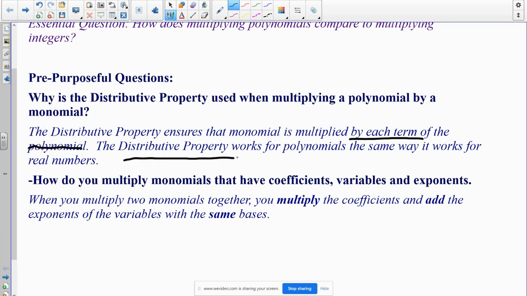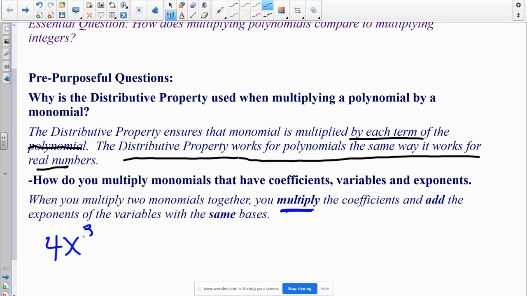And the distributive property that you've used for years works for polynomials in the same way it works for real numbers. The second question I'm going to bring up is, how do you multiply monomials that have coefficients, variables, and exponents? Just a reminder, going back to lessons: when you multiply two monomials together, you multiply the coefficients. For example, let's take 4x to the third power times 5x to the sixth power. You multiply the coefficients, so 4 times 5 is 20. And then you add the exponents of the variable with the same base.